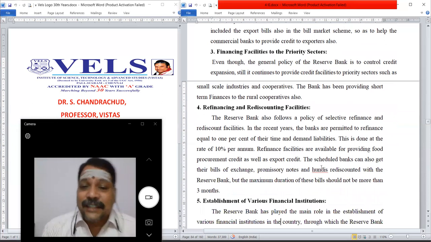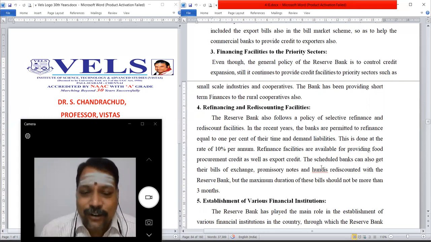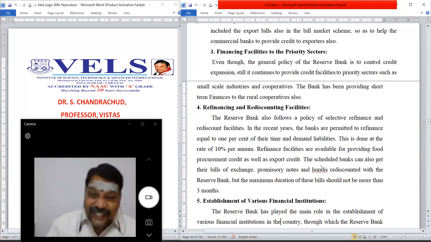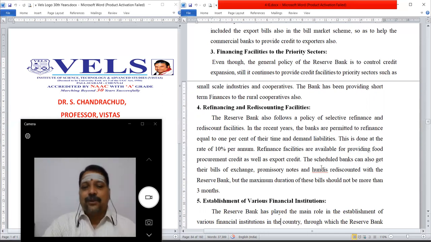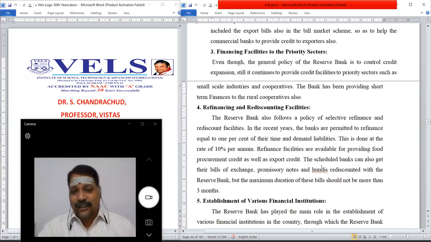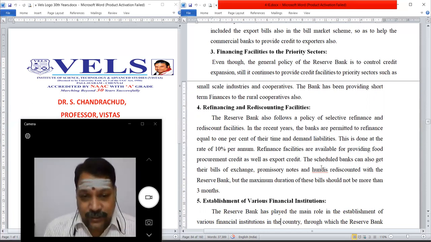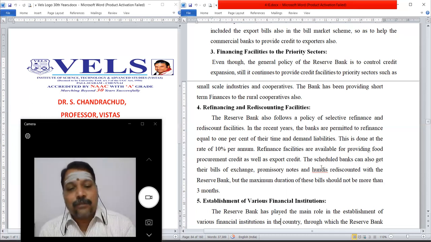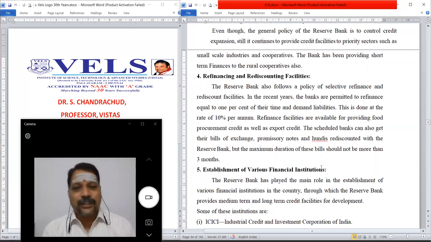Then one more thing is refinancing and rediscounting facilities. This enhances the improvement activity towards the GDP. The Reserve Bank also follows a policy of selective refinance and rediscounting facility. In recent years, the banks are permitted to refinance equal to 1% of the time and demand liabilities. How much is it? 1%, it is meant for refinance only. This is done at the rate of 10% per annum. The refinance facility is available for providing food procurement credit as well as export credit. For these two purposes only, the refinance is allowed.